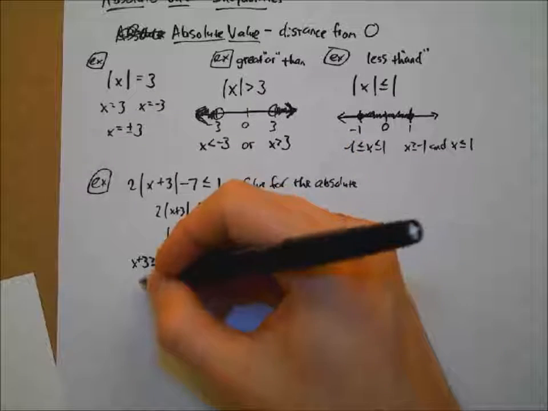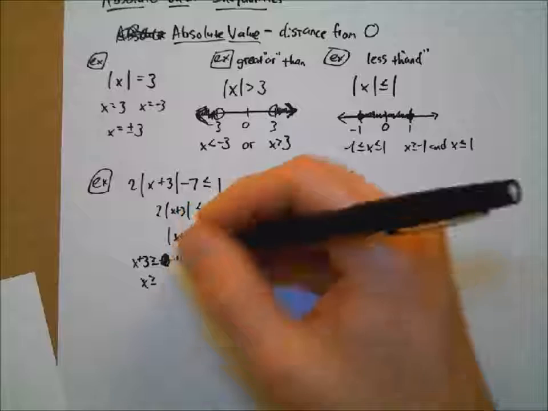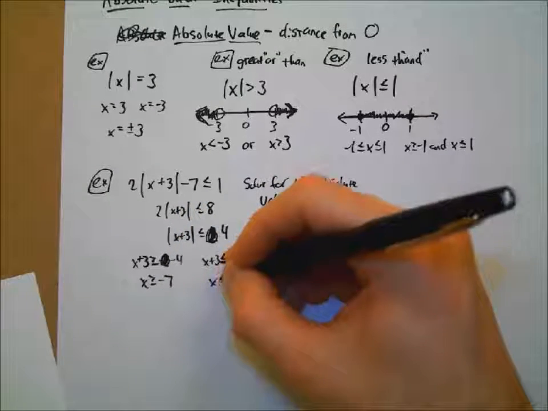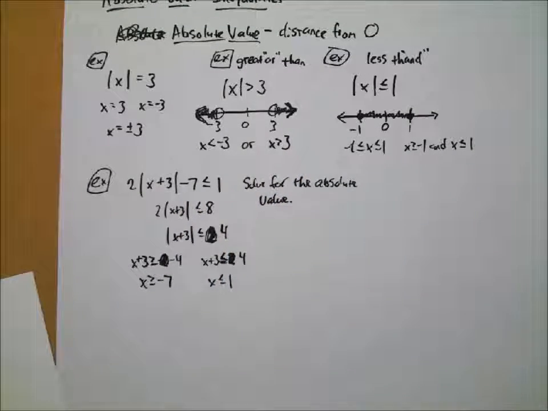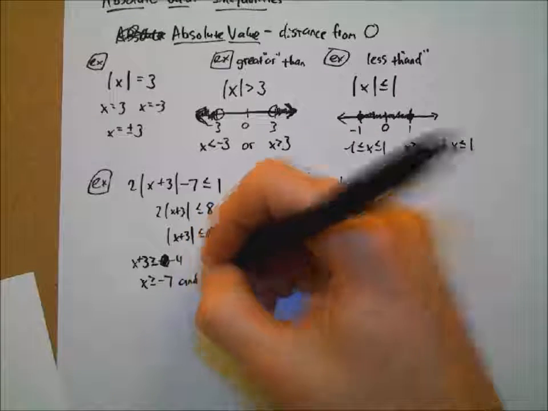Okay, so yes, we'll finish solving here. We'll get x is greater than or equal to negative 7, and x is less than or equal to 1. Okay. And again, this is an and inequality here.